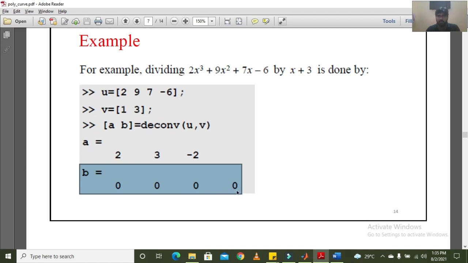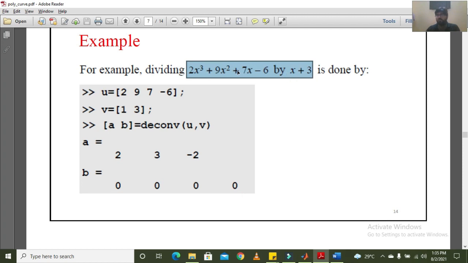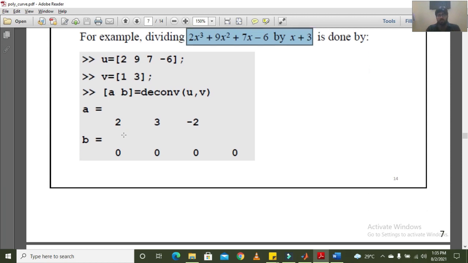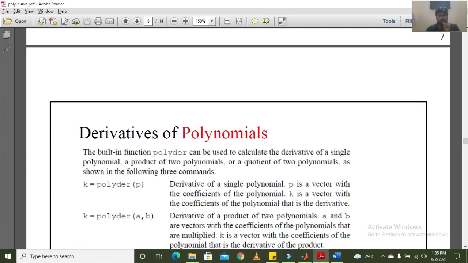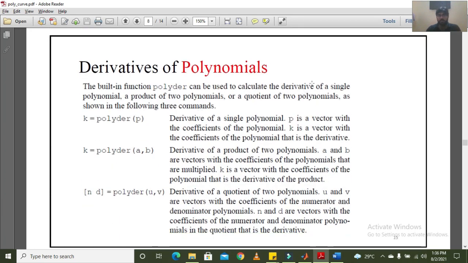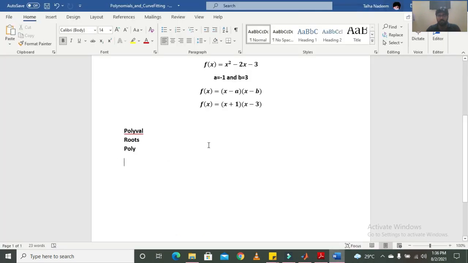It means that these polynomials were, this P1, u, was perfectly divisible by v, or you can also say that v was the root of the polynomial u as well. That's why it was perfectly divisible. So this was all about addition, subtraction, multiplication and division.